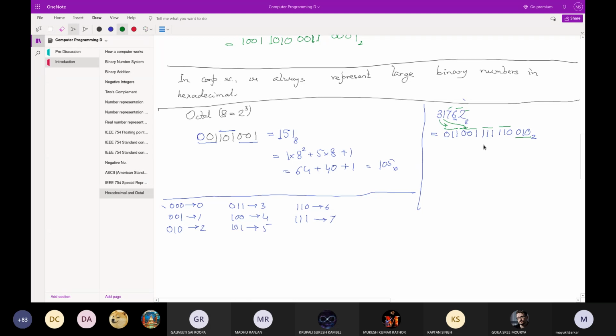Okay, but octal, truth to be told, has not much use in general. Okay.